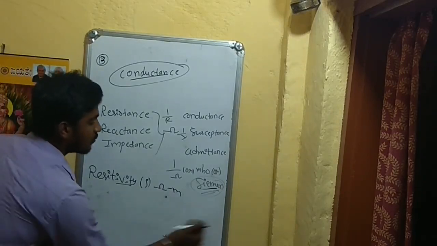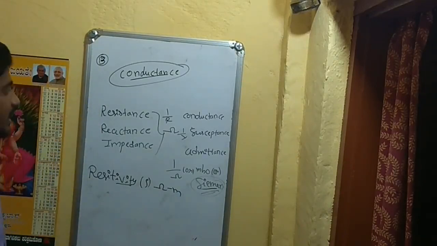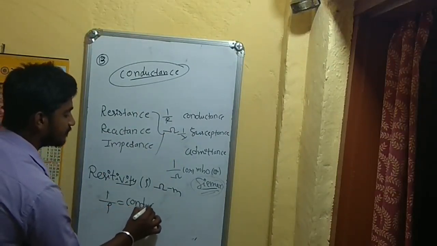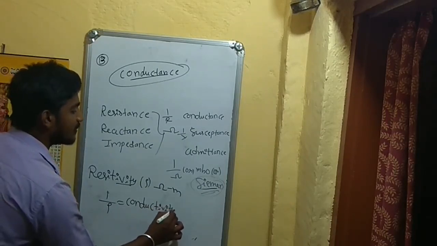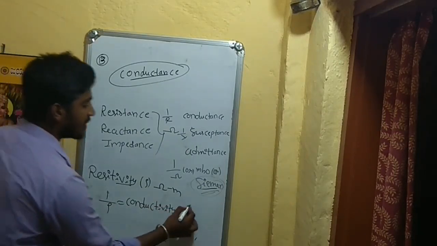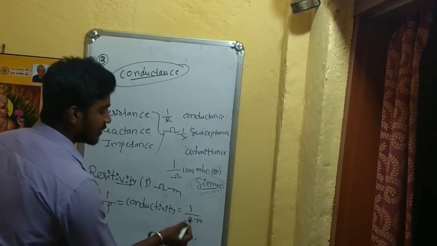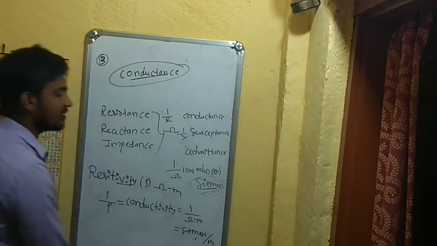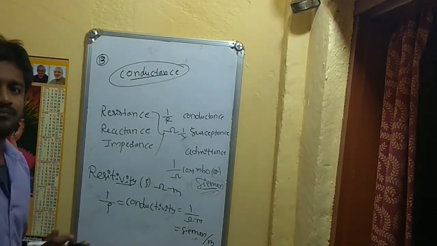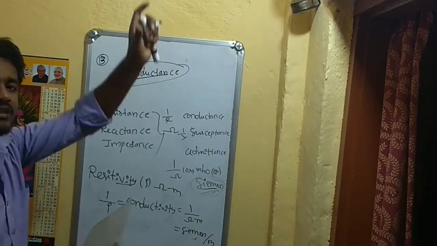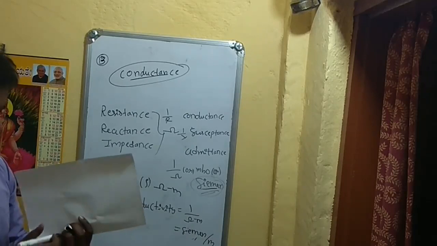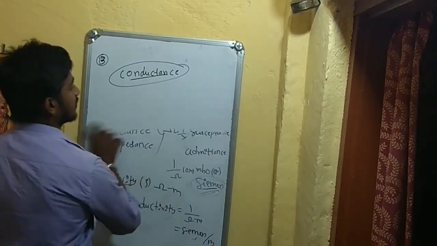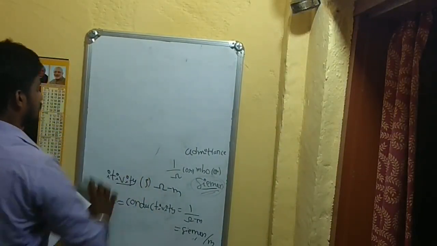Then 1 by resistivity is equal to conductivity. 1 by resistance is conductance, and 1 by resistivity will be conductivity. Conductivity unit will be 1 by ohm meter, which means 1 by ohm I can write as Siemens per meter or mho per meter. So try to take a basic electrical book. In that they have given all basic units. Basic units are very important. 1 mark will be from the unit section. They will ask 1 or 2 units.